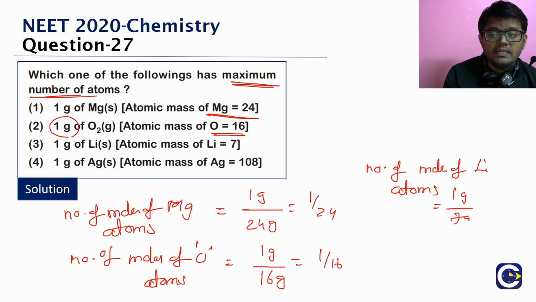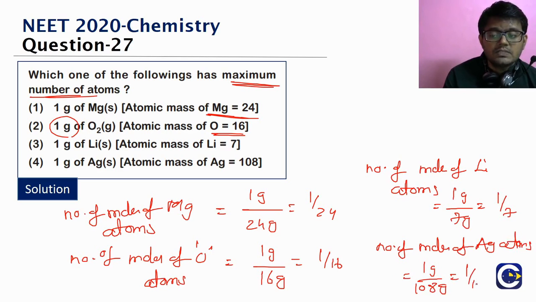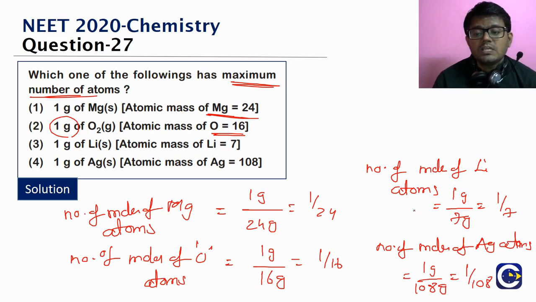1 gram divided by the gram atomic mass of lithium, which is 1 by 7. Last option is what? 1 gram of silver. So number of moles of silver atoms, what is it going to be? The given mass divided by the gram atomic mass, 108, which is 1 by 108. So if you see all these places, the numerator is the same, 1.